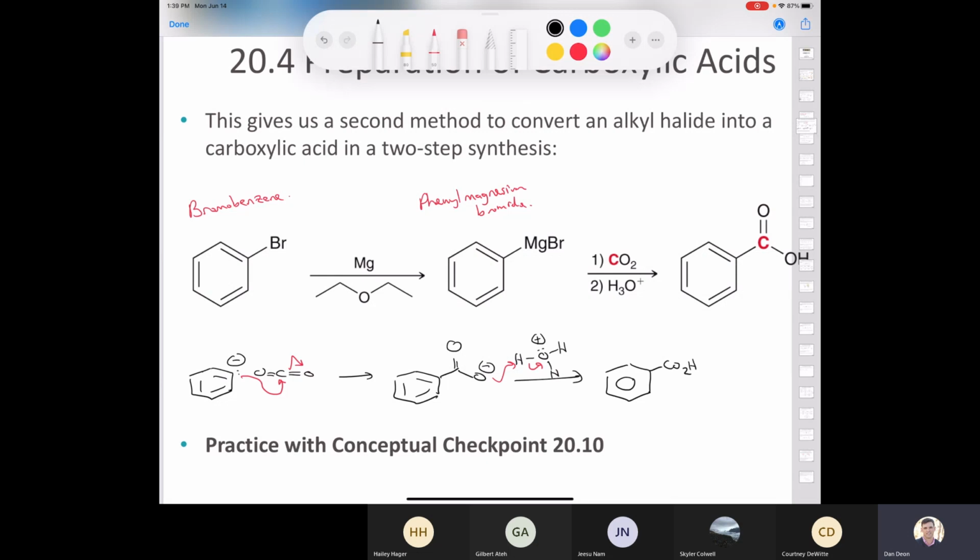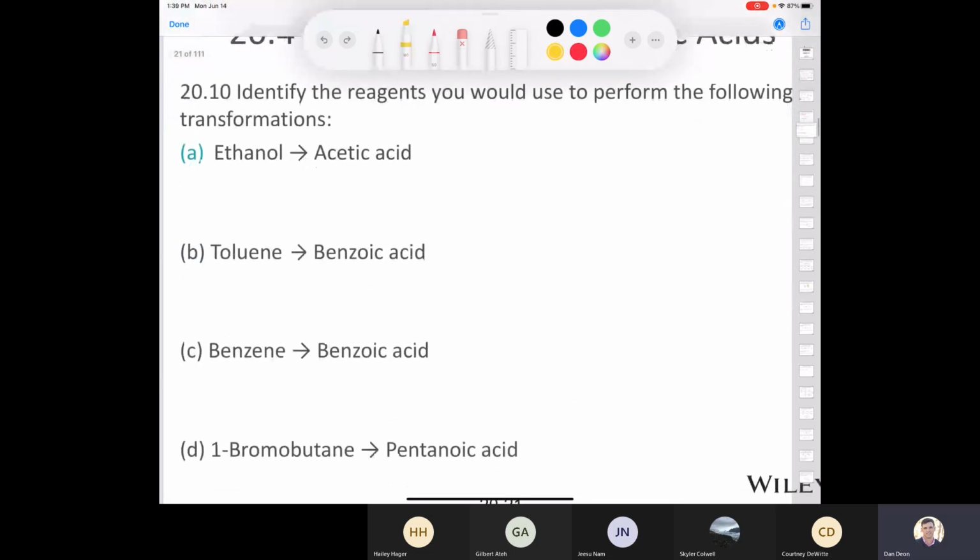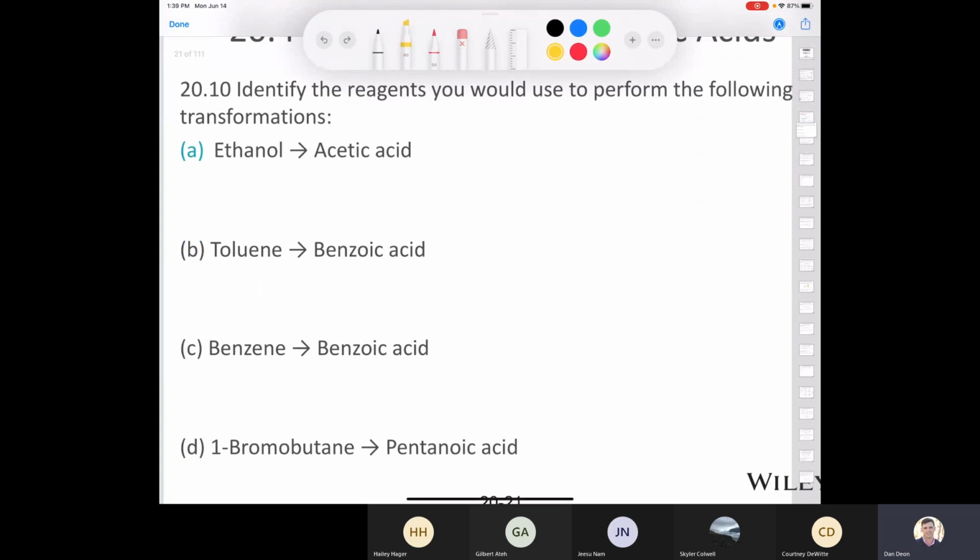Very cool mechanism and very cool reaction, right? Because you think about it, carbon dioxide is very cheap. All you have to do is get some dry ice and throw it in the reaction mixture. Very easy to work with. So let's talk about some reagents that we might use to perform the following reactions. And I can think of a few to do the first one. If we want to take ethanol, so this is ethyl alcohol, and convert it to acetic acid, what are we doing? We're taking a primary alcohol and we're oxidizing it to a carboxylic acid.